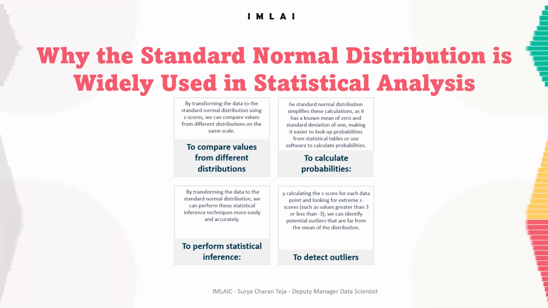So, in summary, transforming data into standard normal distribution using Z scores is a useful tool in statistics and data analysis that simplifies calculations, allows us to compare values from different distributions, and enables us to perform statistical inference and detect outliers.